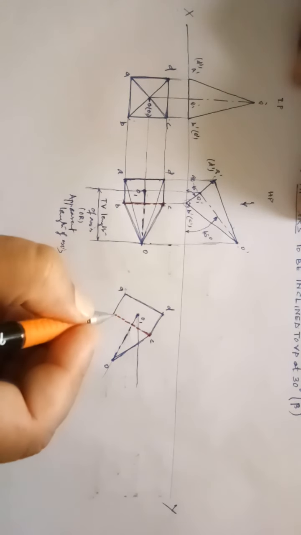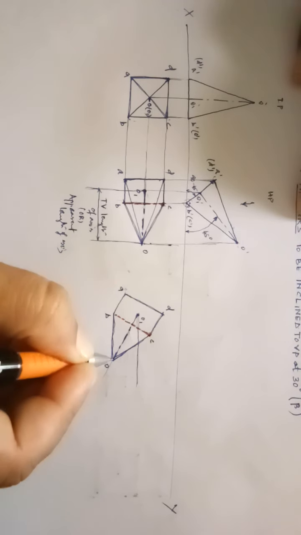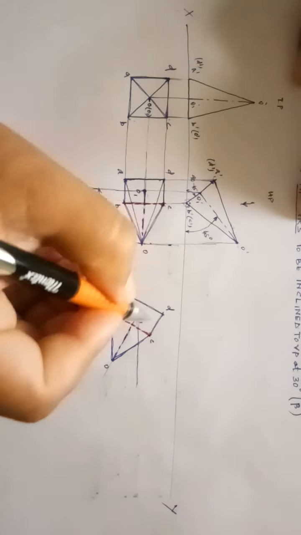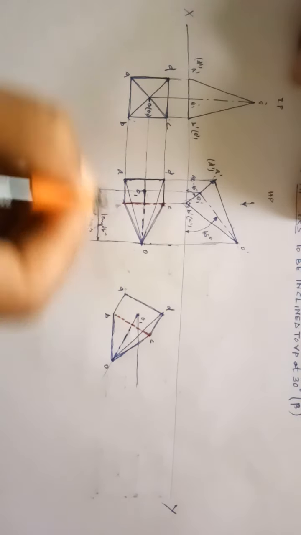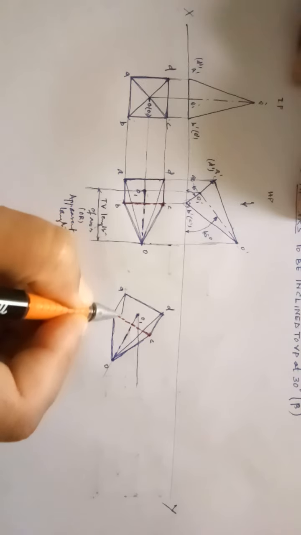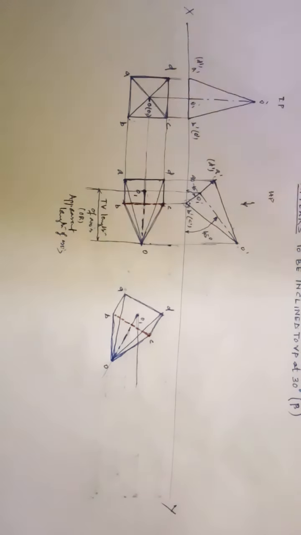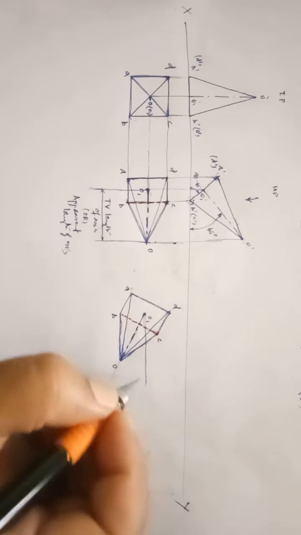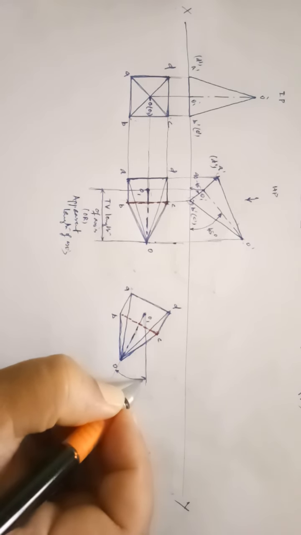BO also you have to join BO. DO, you have to join DO with full line. AO also you have to join with full line. This will complete the top view in the given position or the required position where he says the axis appears to be inclined to VP at 30 degrees.